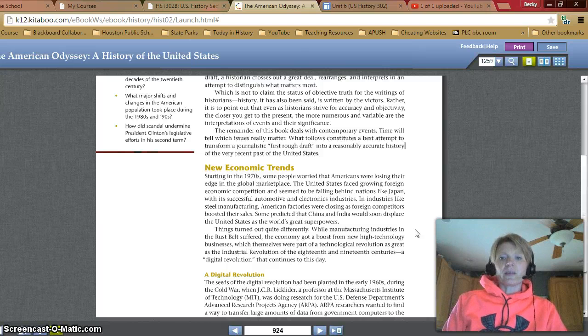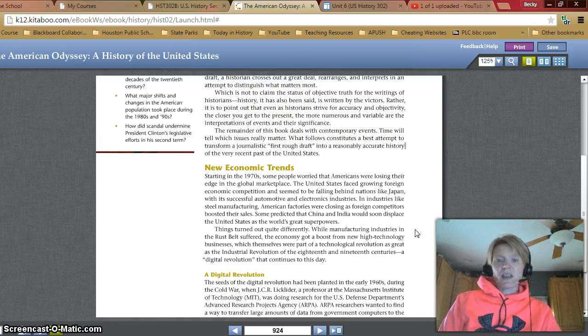Things turned out quite differently. While manufacturing industries in the Rust Belt suffered, the economy got a boost from new high-technology businesses, which themselves were part of a technological revolution as great as the Industrial Revolution of the 18th and 19th centuries, a digital revolution that continues to this day.